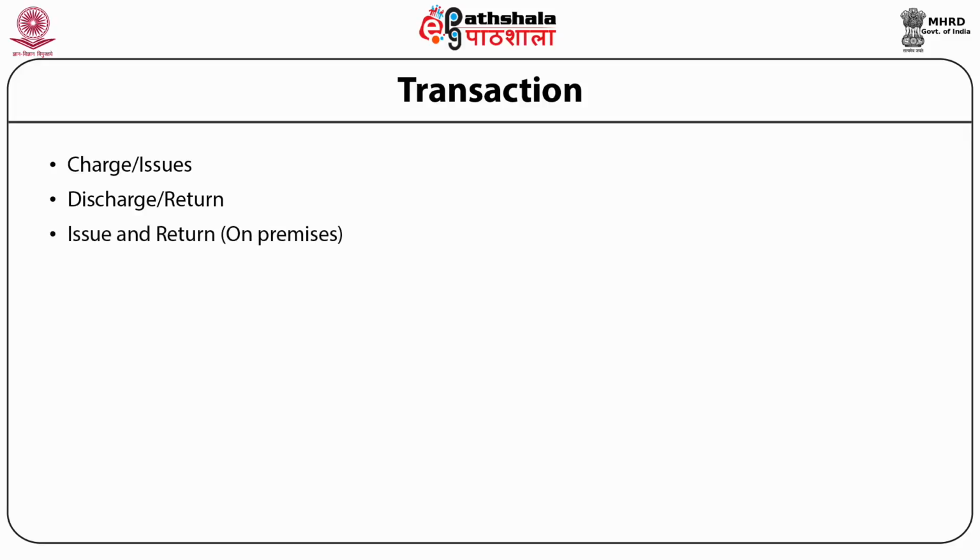Number 3, issue and return on premises. On-premises issue is a typical transaction that facilitates issue of items within library premises or in the reading room. For photocopying or overnight issue, just enter the accession number and click on the return button to take back the book issued on premises. Number 4, book bank issue or return.